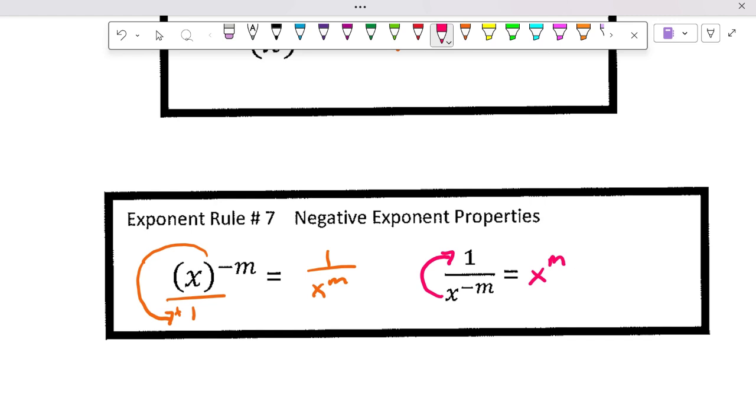Say that again? No. So the negative is only in the exponent. It doesn't apply to the coefficients. The only time that it would apply to the coefficient is if you have a big negative in front of it, like being multiplied to it. That's the only time it would ever count.